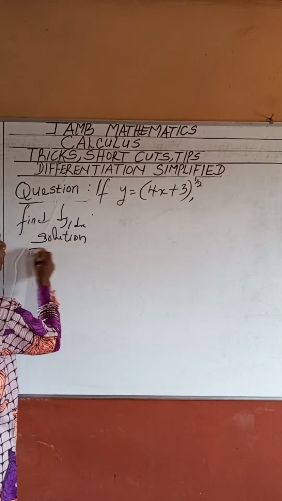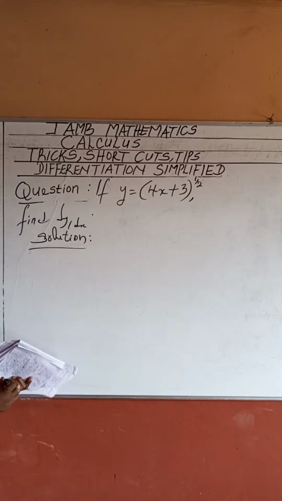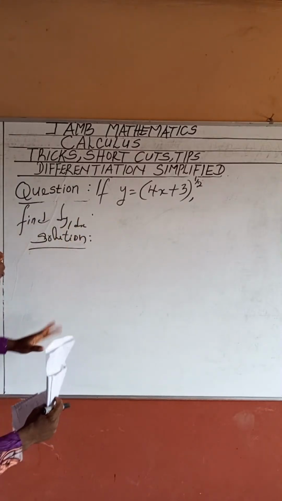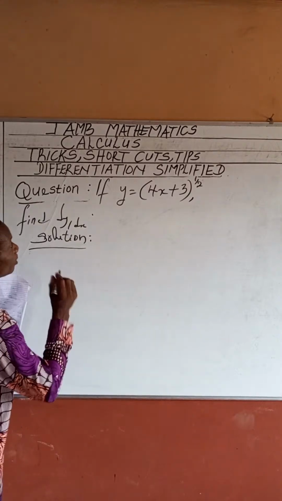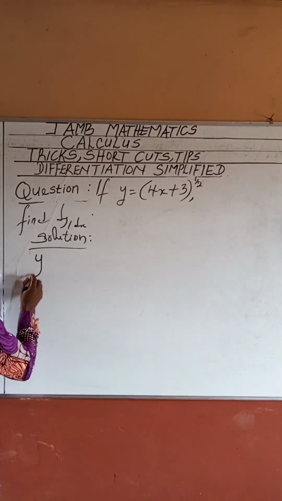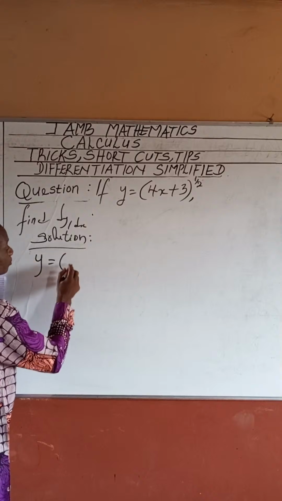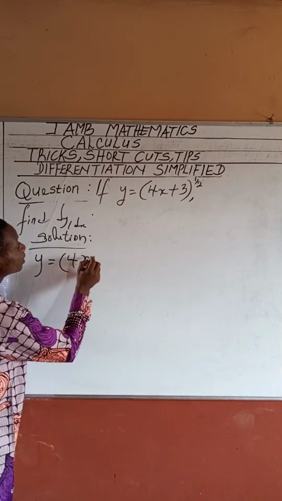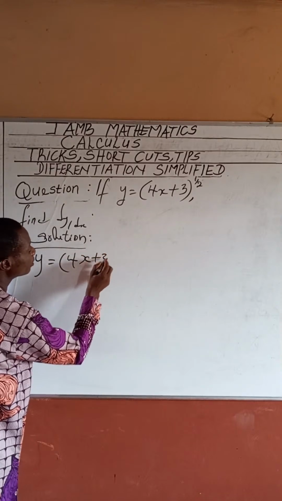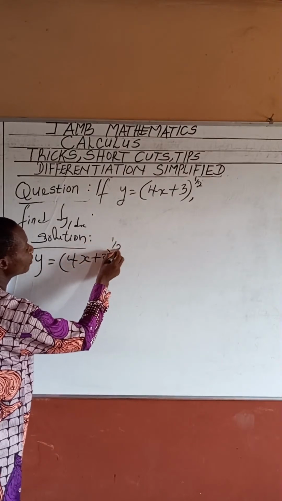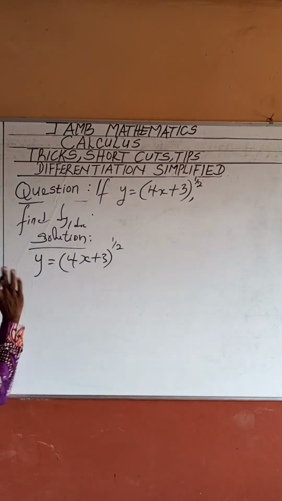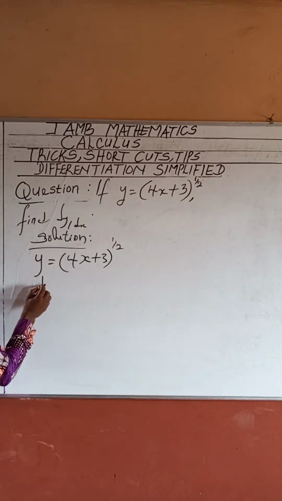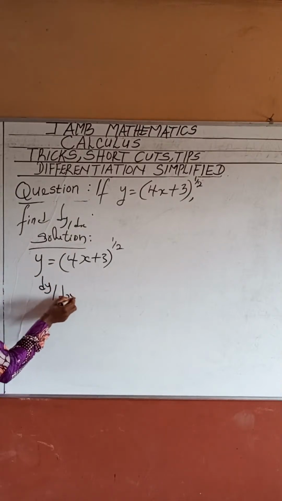So if you get a question like this by tomorrow or whichever day you are going to write the exam, if you find something like this, don't worry. Okay, use the method I'm about to use now. This is 4x, then plus 3, raised to the power half. Yes, this is what we have. Then we are looking for dy dx. Don't forget that. That's what we have to find here, dy dx.